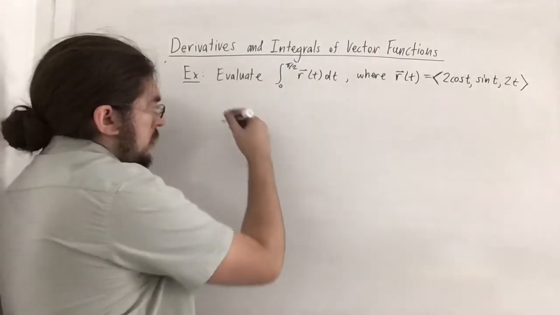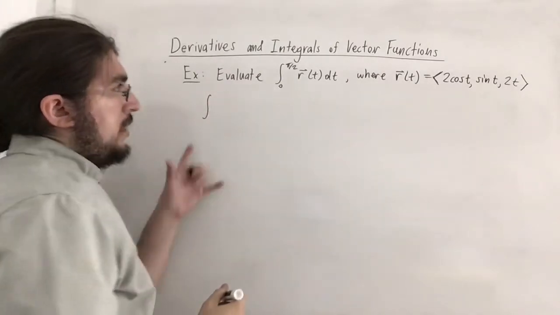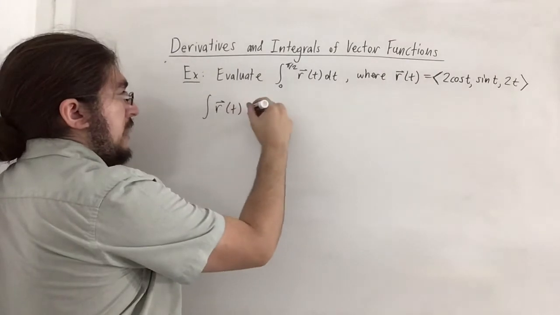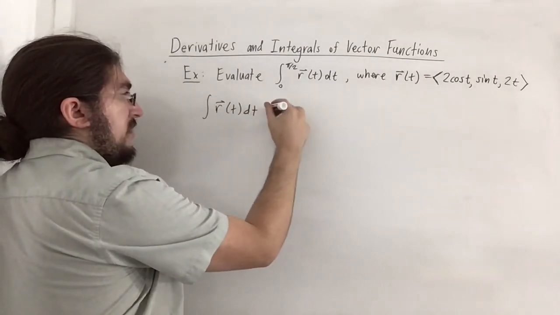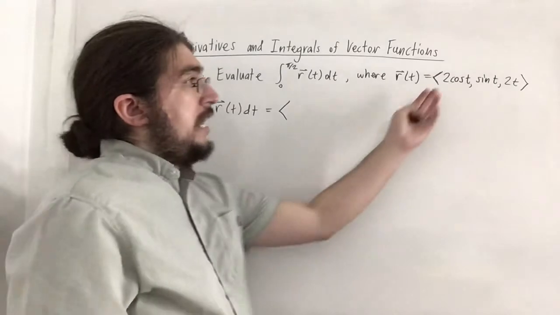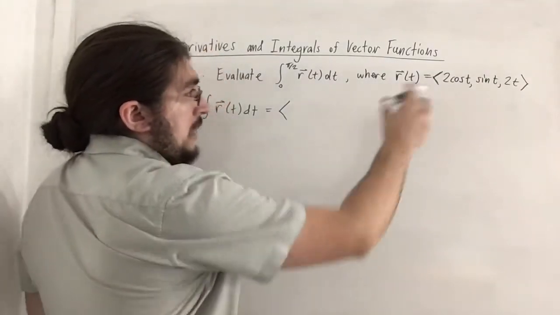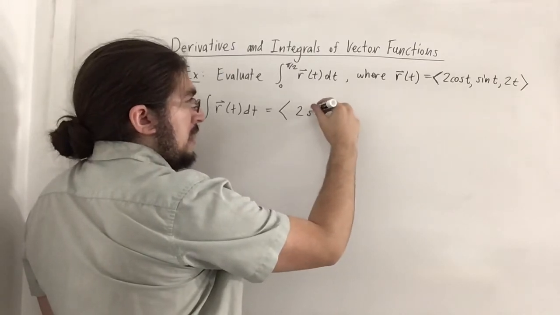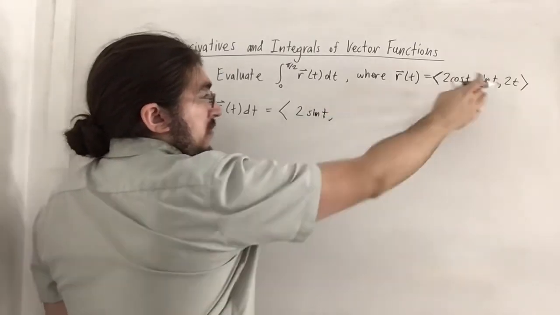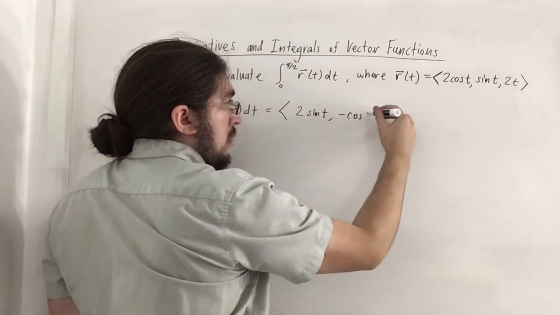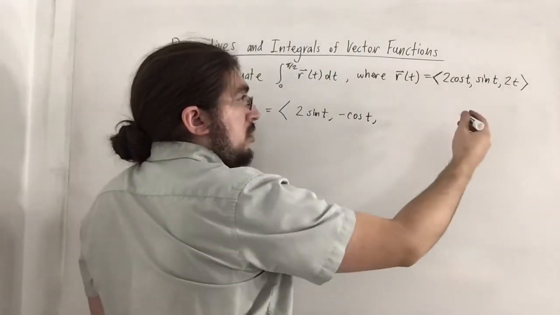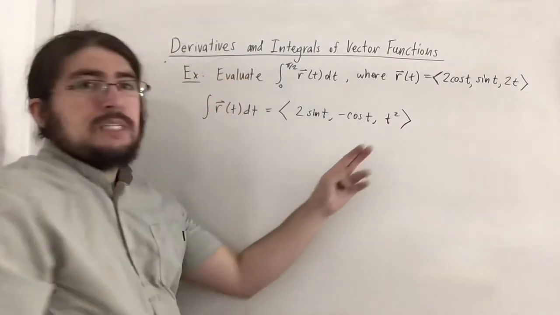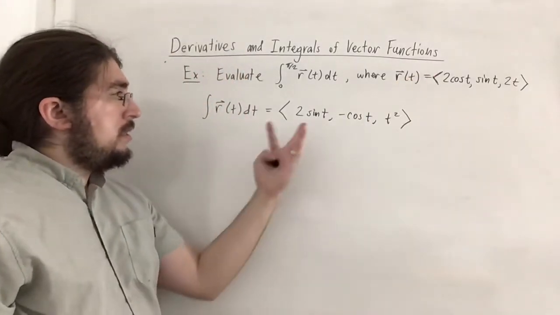Again, to recall our notation for indefinite integrals, the integral of r of t dt is just the antiderivative of each of these components. Antiderivative of cosine is positive sine. The 2 stays because it's constant. Antiderivative of sine is negative cosine. Antiderivative of 2t is 2t squared over 2, which is t squared. That certainly makes sense because the derivative of t squared is 2t, so that's good.